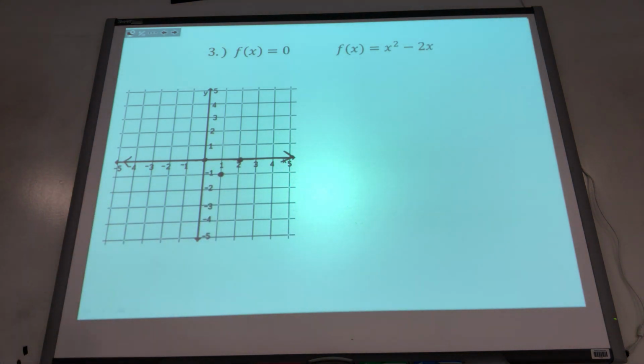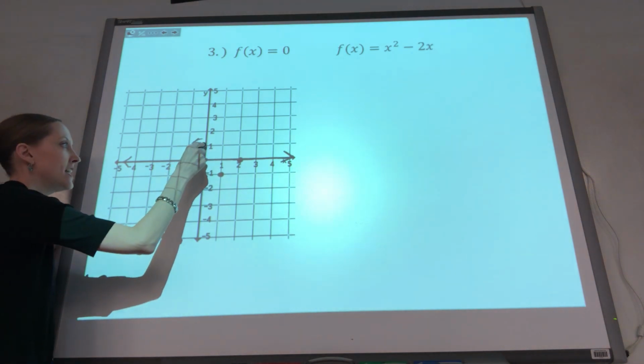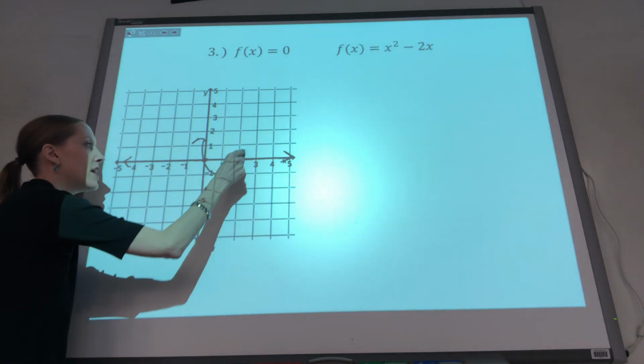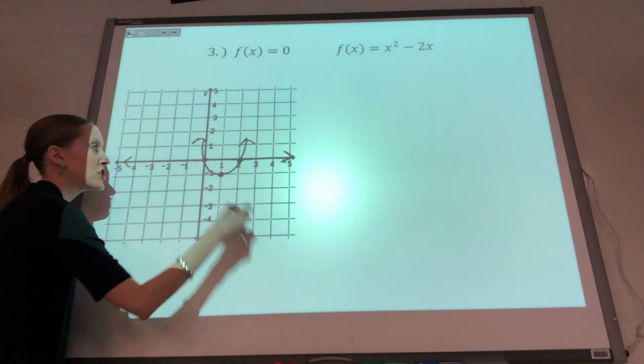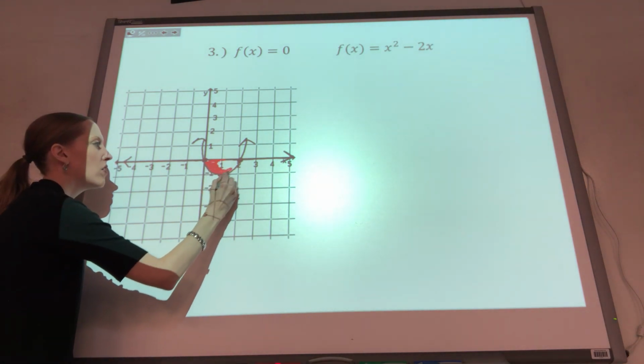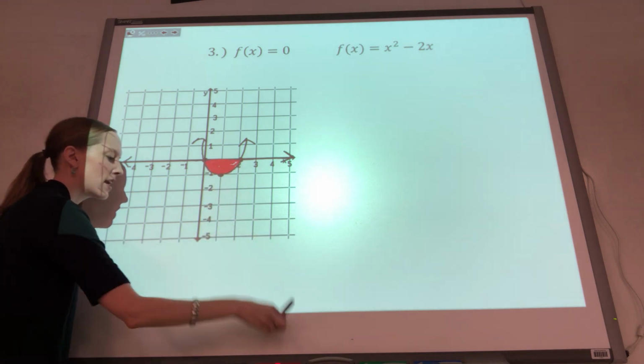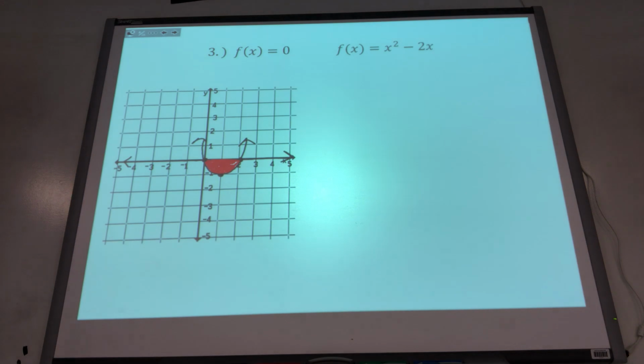Don't do more work than you have to. Once I get those graphed and I connect them, I've already got my shaded region. It's already working out, so that is what I'm trying to find the area of.